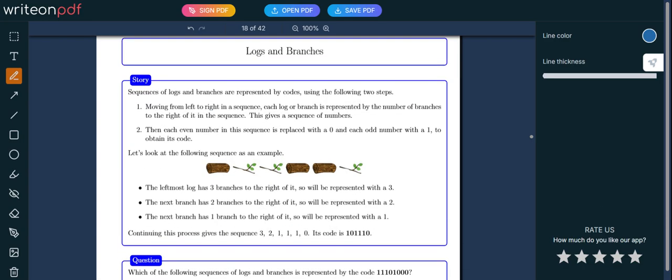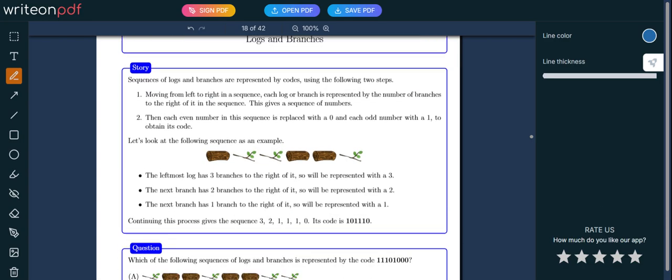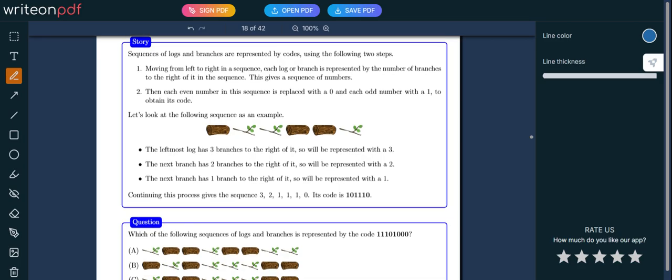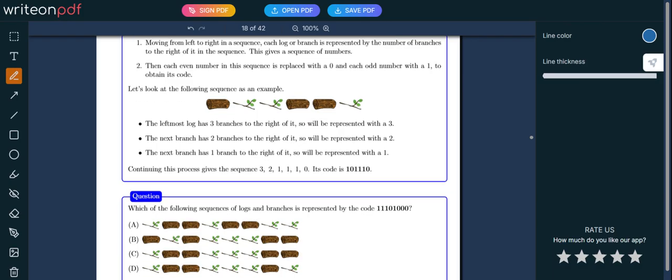Okay, logs and branches. The sequence of logs and branches is represented by codes using the following two steps. Moving from left to right in a sequence, each log or branch is represented by the number of branches to the right of it in the sequence. This gives us a sequence of numbers. Then each even number in the sequence is replaced with a 0 and each odd number with a 1 to obtain its code. Let's look at the following sequence as an example.